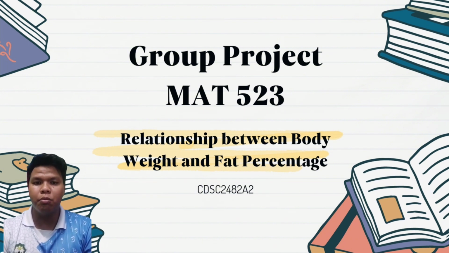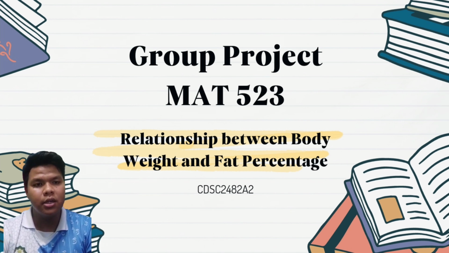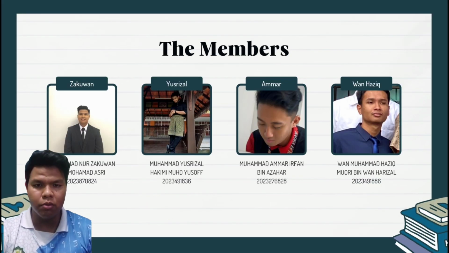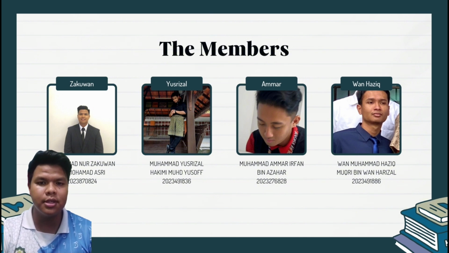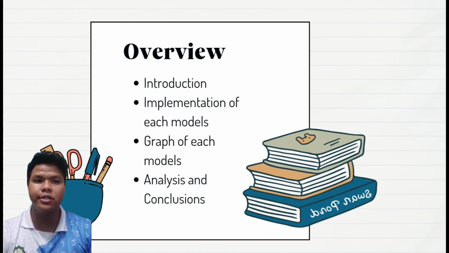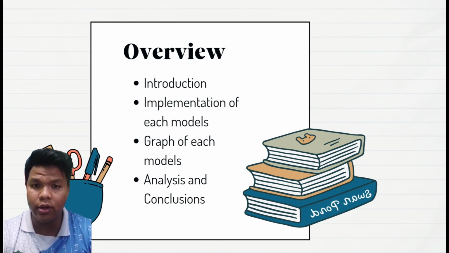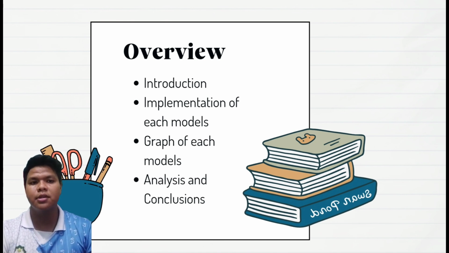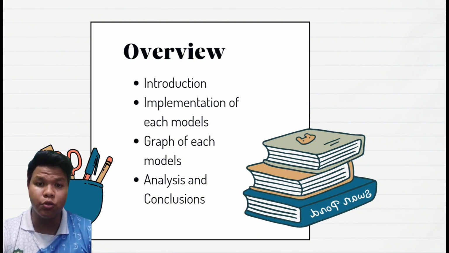My friends and I will present about our group project MAT523, which is the relationship between body weight and fat percentage. These are our members: Zakwan, Yusrizal, Amma and Wan Hazi. The overview of this presentation is the introduction, implementation of each model, graph of each model, and analysis and conclusions.